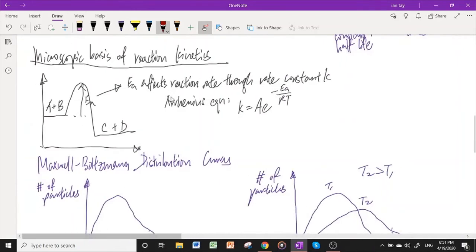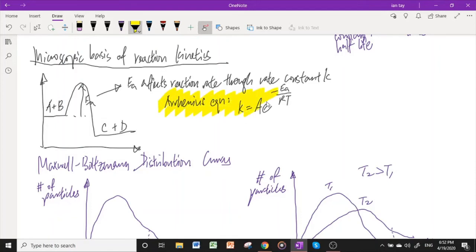Okay, now let us take a look at the microscopic basis of reaction kinetics. So let us go back to this reaction. A plus B gives you C plus D with a certain activation energy. So this activation energy affects reaction rate through the rate constant k, as I've mentioned previously. And the relationship, this is not really in the H2 syllabus, but it's useful to know, is represented by the Arrhenius equation. So we can see from this mathematical expression that if activation energy decreases by the addition of a catalyst, k would increase. Am I right?